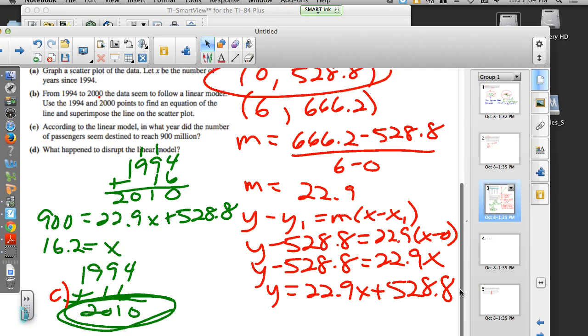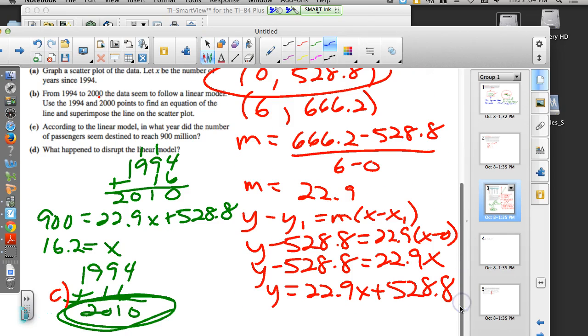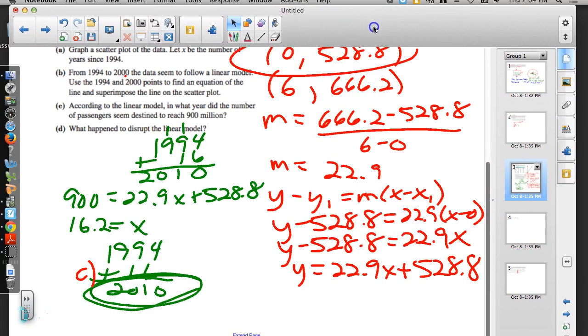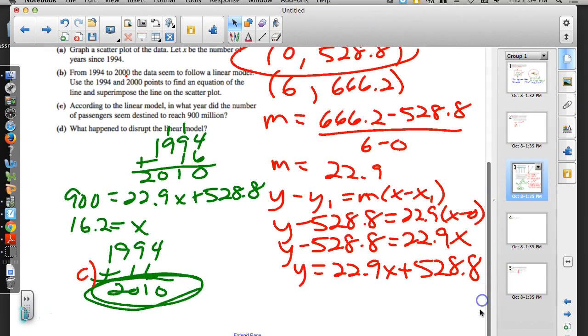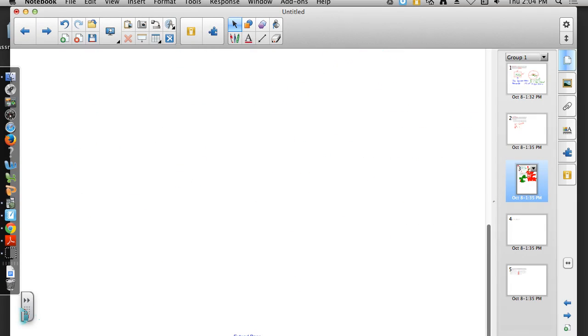And D says, what happened here so that this model didn't work? I mean, the prediction here was that plane travel should definitely keep going. And of course, it was the terrorist attacks. So our last answer for D here would be the terrorist attacks. Something is off here. Hang on, let me see if I can get the smartboard to behave. All right, there we go.